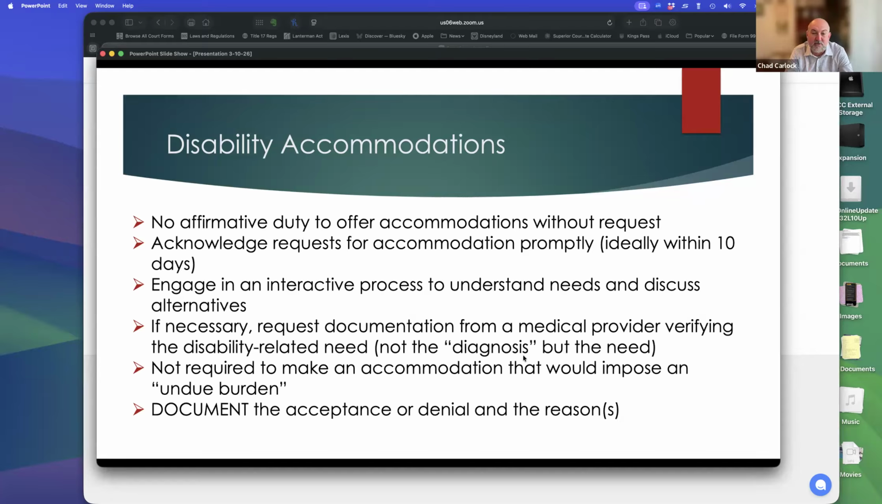Document your acceptance or denial of the request for a reasonable accommodation, and the reasons why you're accepting or denying. You also will want to document if you respond to a request with a counter proposal.